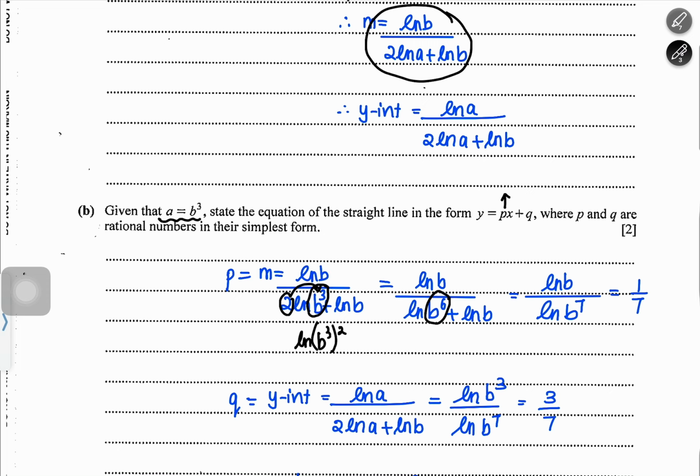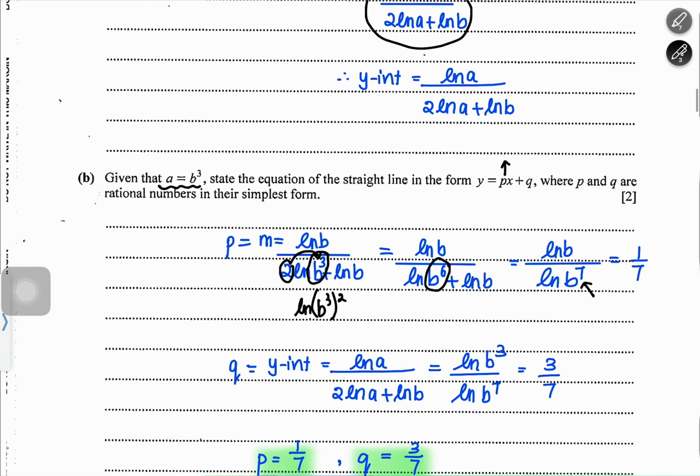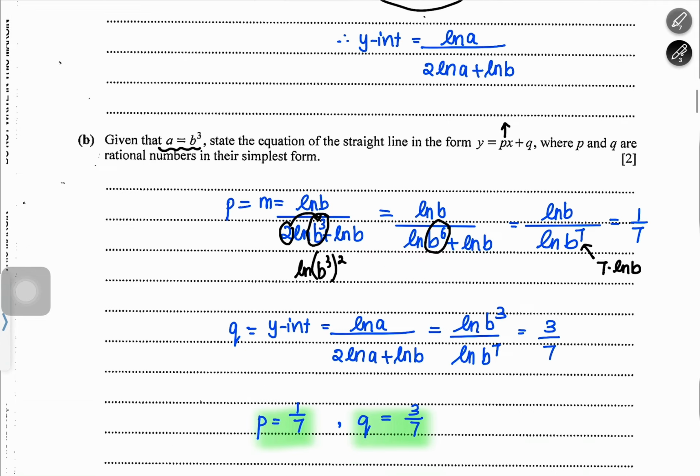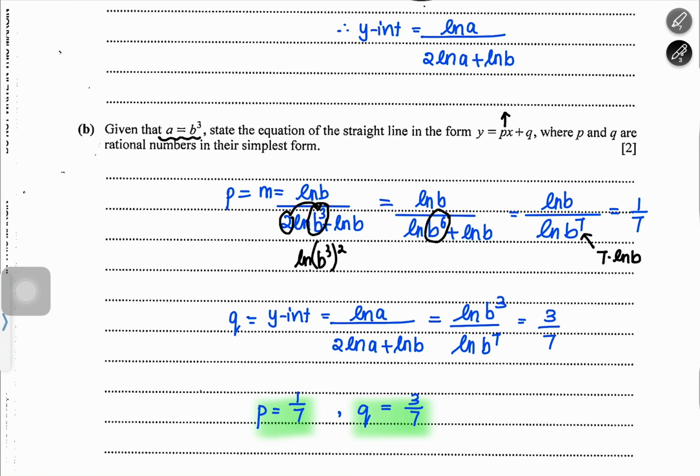The rest are easy. You see, this is ln b divided by ln b power of 7. So you can just rearrange 7 times ln b. You can toggle the power as coefficient and power. So you're going to get 1 over 7. Similarly for the bottom one, rearrange accordingly and you're going to get 3 over 7 for your q.